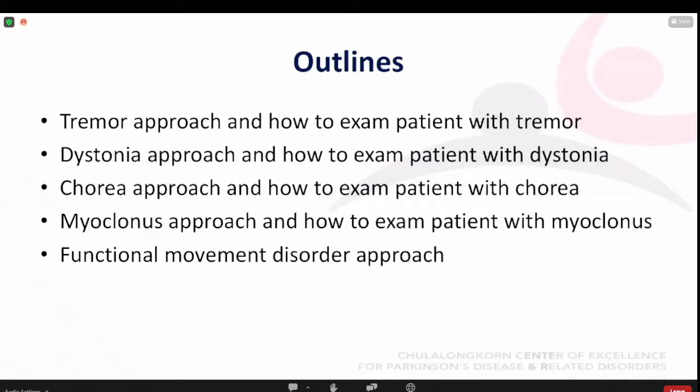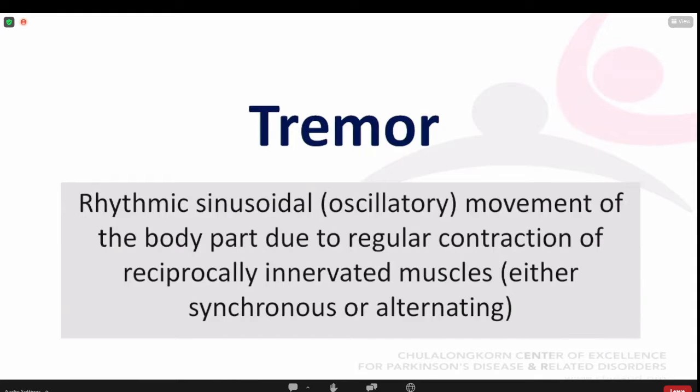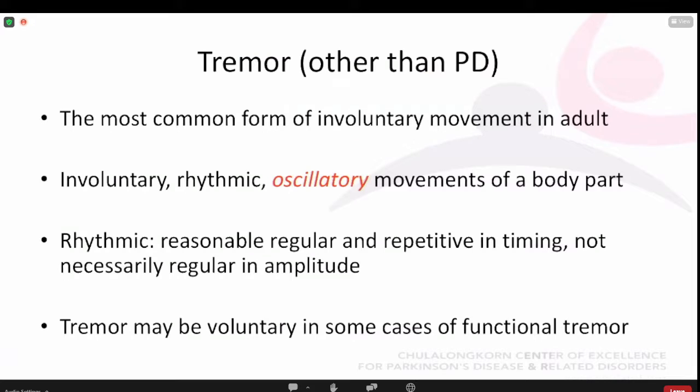Movement disorder. Some detail we know in the morning session already. And I would like to recap again the definition of tremor: a rhythmical sinusoidal oscillating movement, where oscillation is one of the key points of the definition. Also I would like to emphasize again, tremor is the most common form of involuntary movement disorder in adults.